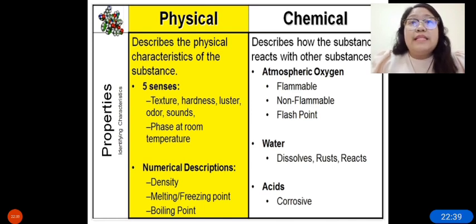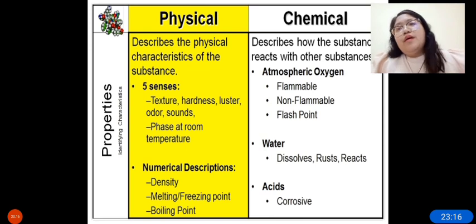And we have hardness, how resistant a substance is to being scratched or dented. For example, diamond is very hard, while clay is soft. And we have luster. This refers to how a substance reflects light. For example, gold has a shiny luster, while chalk is dull or not shiny. And we also have sound. This refers to the noise a substance can make when struck. For example, a bell makes a ringing sound.